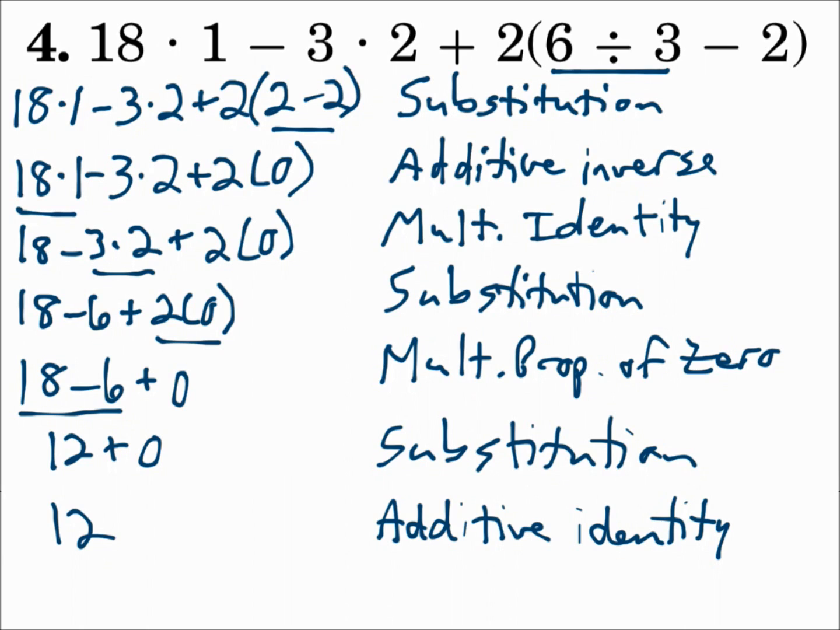So remember for these, whenever it's one of the special properties, like multiplying by 0 or multiplying by 1 or adding 0, use this special property. If it's not one of those, it's going to be substitution.